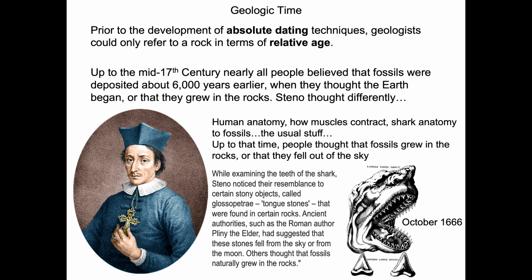Shark anatomy also caught his eye when two fishermen caught a great white shark in October of 1666. This is during one of the more recent outbreaks of the bubonic plague, and he took this giant great white shark head to his lab. He dissected it, and he produced this drawing and a report on the internal anatomy of a shark. This was something that hadn't been done before in any rigorous way. So while he was doing this, he noticed that the teeth of the shark looked like things called glossopetrae.